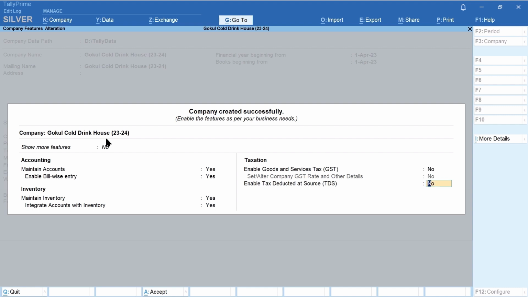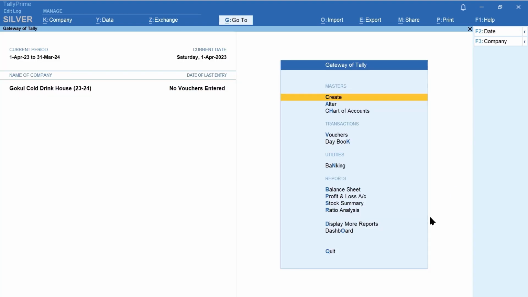TDS stands for tax deducted at source. This too is not applicable for our company, so we will keep it no. So both these features are not applicable for us. So now we will accept the company feature screen to complete the company creation. The company Gokul Cold Drink House is now created and has been selected as the active company.